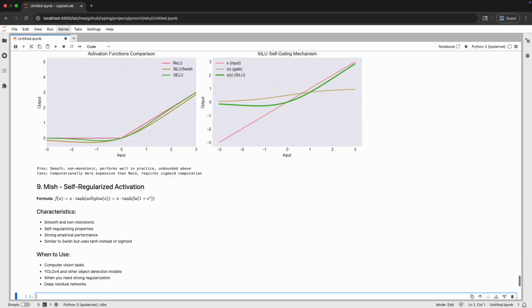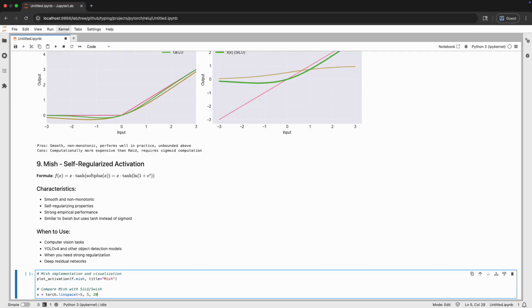Mish is another self-regularized activation function that uses x times tanh of softplus of x. It's similar to Swish, but uses tanh instead of sigmoid, creating different characteristics that have shown strong empirical performance, especially in object detection models. Core code.